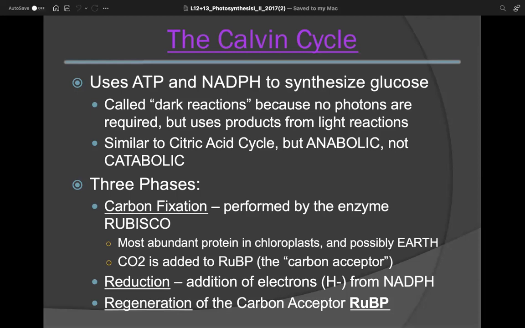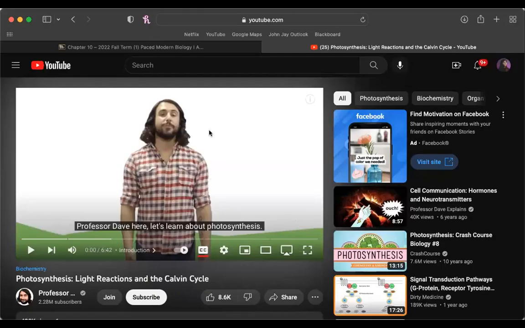Anyway, carbon fixation. So CO2 is added to RuBP, which is the name for the carbon acceptor. And this fixation happens again by this rubisco. Next, we have the reduction, which is where we add electrons, again, in the form of H minus from NADPH. So this H is going to come off and remake the NADP plus. Finally, we have the regeneration of the carbon acceptor, RuBP. So I just want us to watch this video. So this is going to kind of give us an overview.